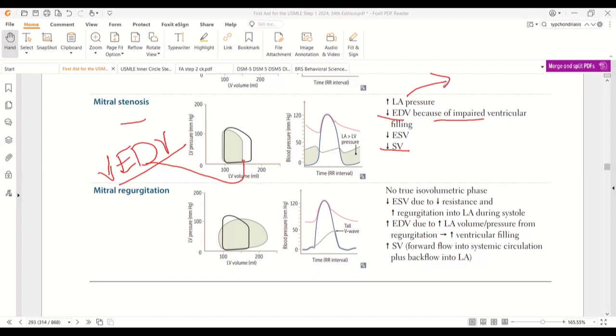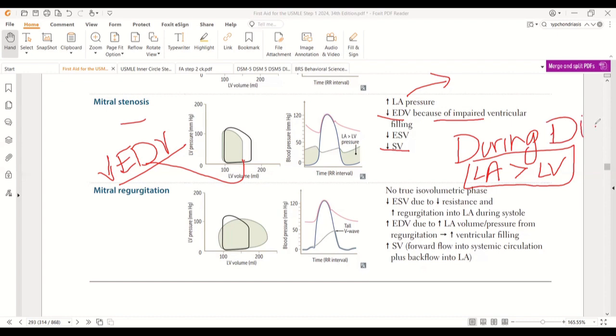So one more key thing. During diastole, sometimes the left atrial pressure is greater than the left ventricle pressure. This is another key thing. During diastole, I am talking about diastole, not systole. So during diastole, left atrial pressure may be increased more than left ventricle pressure. Right?